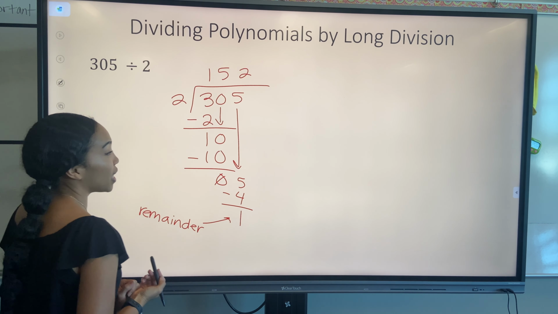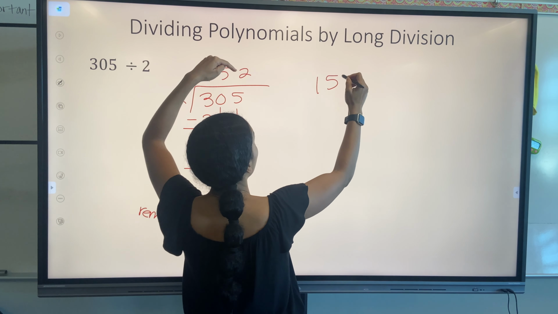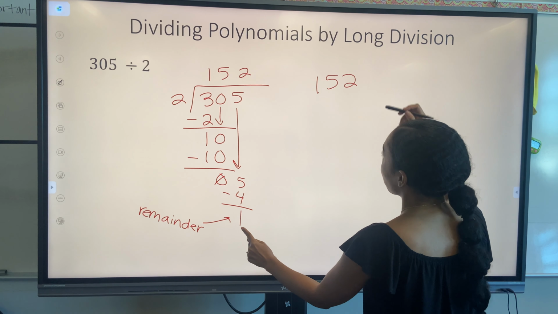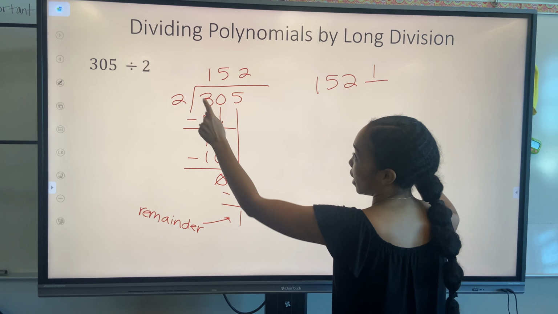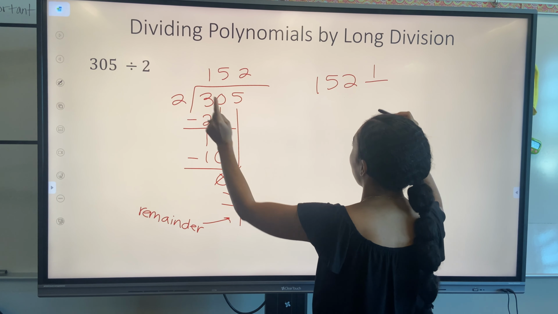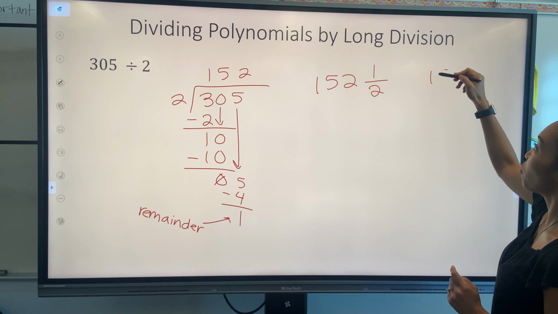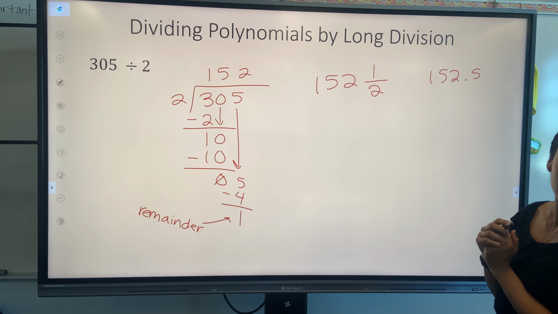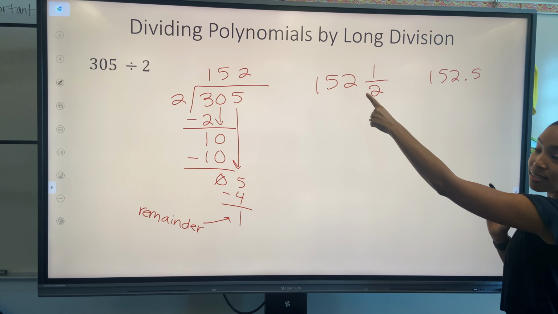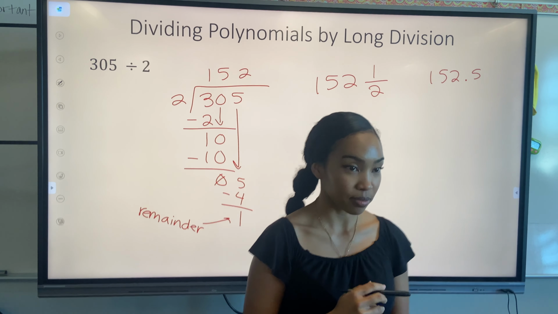So I'm going to write my answer like this. 152. And then my remainder is 1. And you put it over what you divided by. So it's 152 and a half. Some of you guys just put 152.5. We're going to write it like this for Algebra 2, okay?